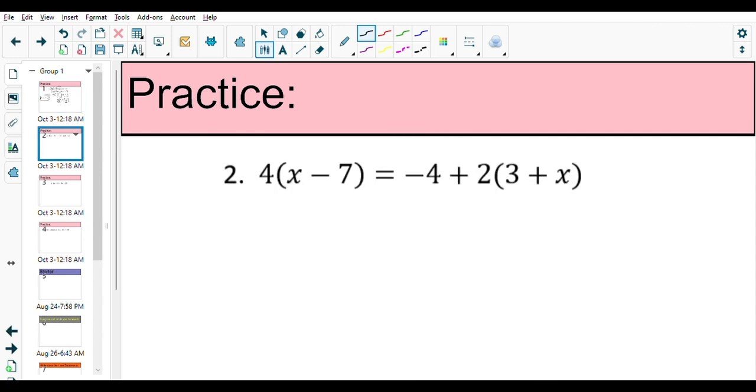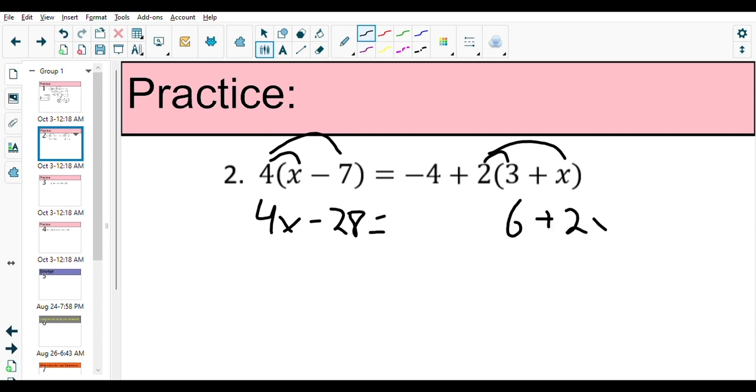For question number 2, we have the distributive property in two different places. Over here on the left hand side we have 4 times x, which is 4x. 4 times negative 7 is negative 28. Over on the right hand side we have this pair of parentheses. 2 times 3 is 6, and 2 times x is positive 2x, so plus 2x right there. This negative 4 hasn't been dealt with yet, so we're going to bring that down. And we have a plus there because it's a positive 6.